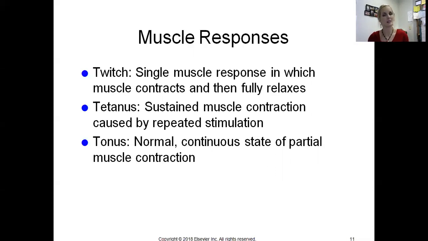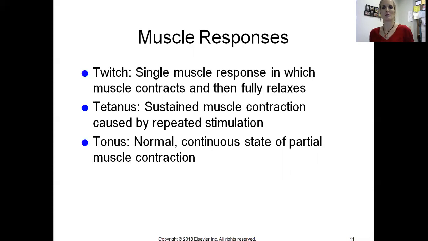Whereas then tetanus, so not to be confused with the disease tetanus, this is actually a good thing. A lot of times we use the same term for different things, but tetanus is actually sustained muscle contraction that's caused by repeated stimulation. So this is actually really important for our posture, that when we're trying to sit up straight, there's actually a repeated muscle contraction that's causing that constant stimulation, and we're stimulating it by trying to maintain that posture.